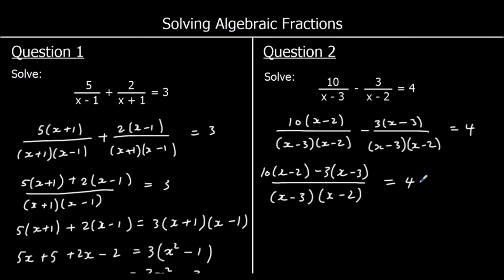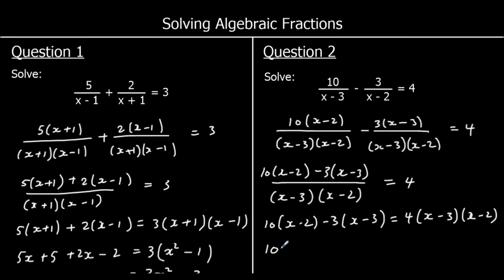I'm going to get rid of the fraction by multiplying both sides by the denominator. So the left side, or the numerator of the left side, is going to stay the same. And it's going to be equal to 4 times x minus 3 times x minus 2. Now expand all of the brackets. So 10x minus 20 minus 3x plus 9 equals 4 times x squared minus 2x minus 3x plus 6.